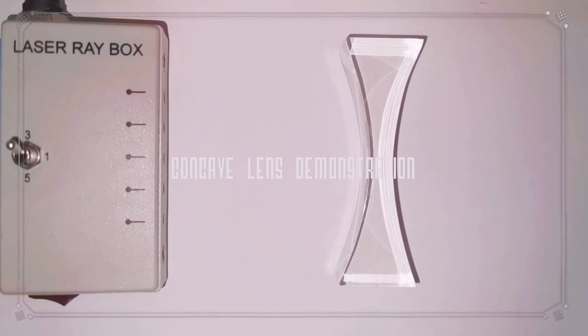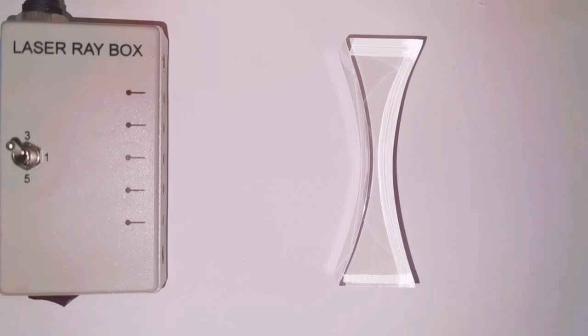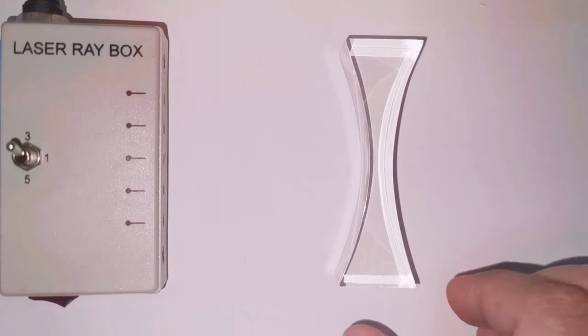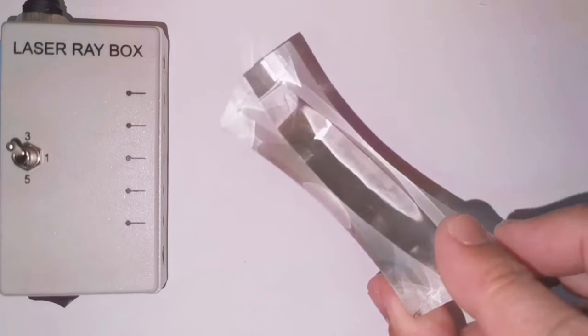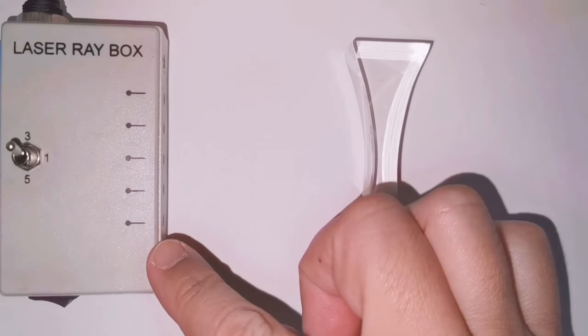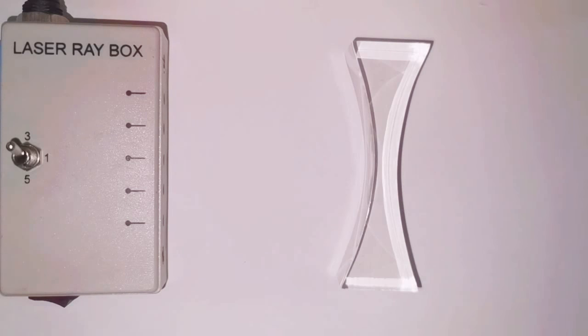Bismillahirrahmanirrahim. In this video, I will demonstrate to you how the ray of light passes through a concave lens, or diverging lens. Here I'm using a concave lens and a laser ray box. First, let us switch on the laser ray box.